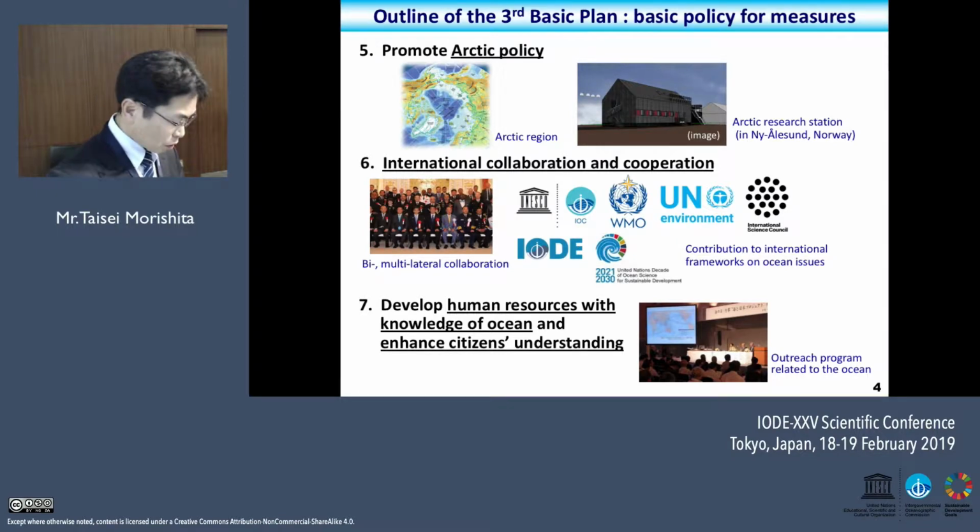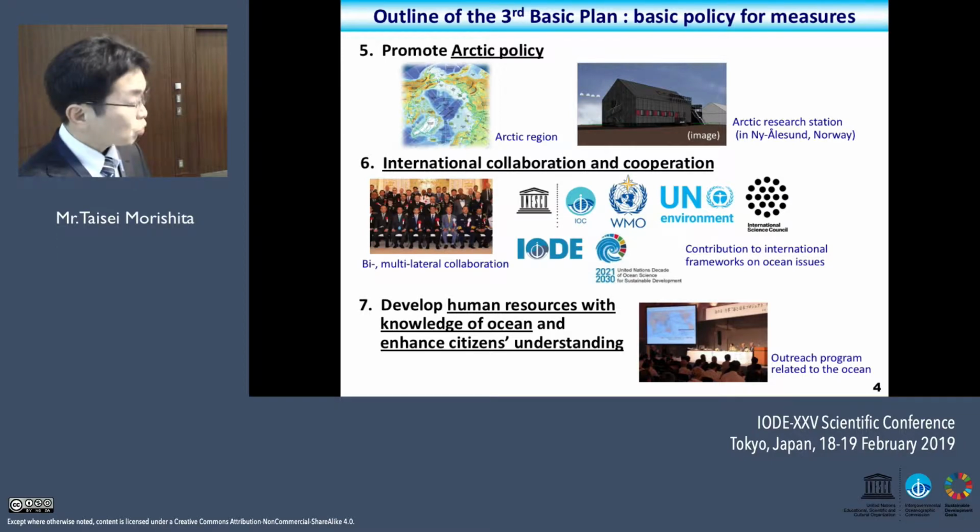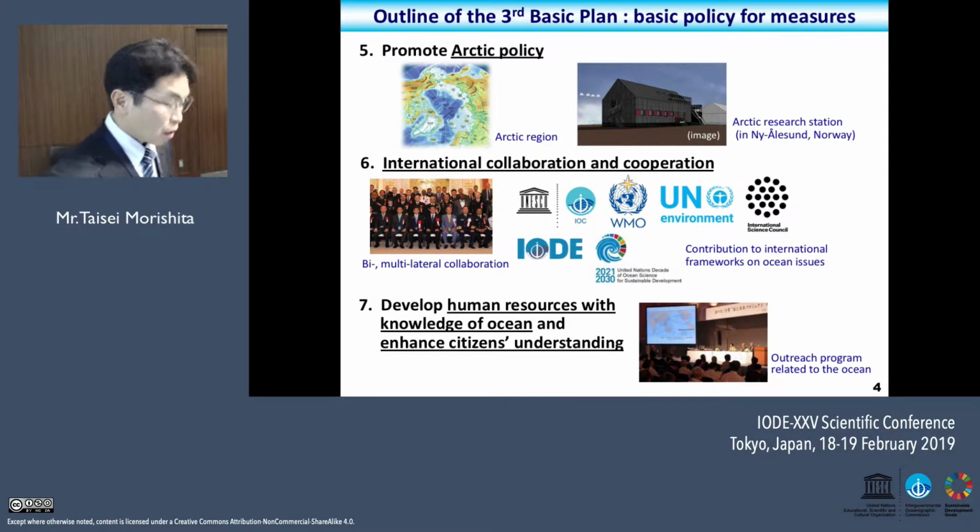The last point is to develop human resources with knowledge of the ocean and advance citizens' understanding. Those 7 policies characterize the new basic plan. Now let me move on to the data and information sharing based on the basic plan on the ocean policy.